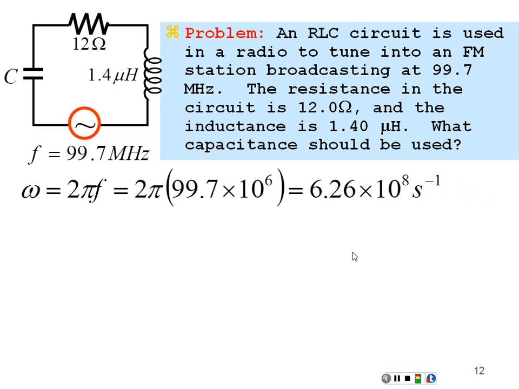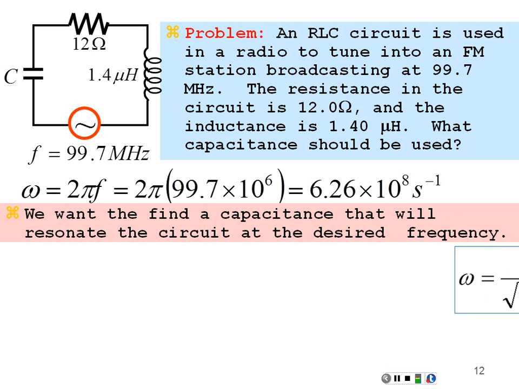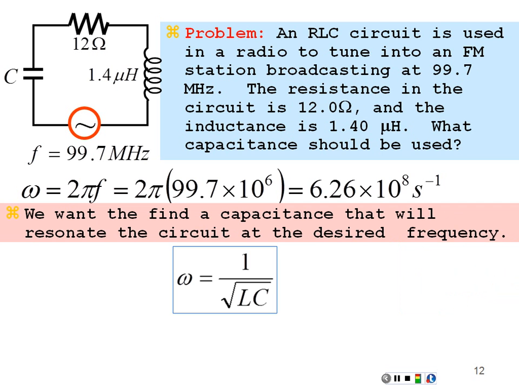Well, our angular frequency is going to be 2 pi times the frequency of the station, 99.7 megahertz. That's going to be 6.26 times 10 to the 8 per second. And hence, we want an angular frequency equal to 1 over the square root of L times C. So if we reverse engineer this formula, we can calculate the capacitance we need. Square both sides, solve for C, and C will equal 1 over the inductance times the angular frequency squared.